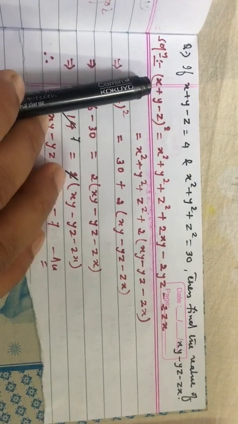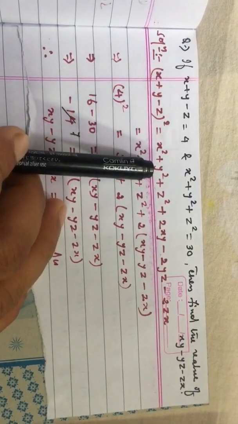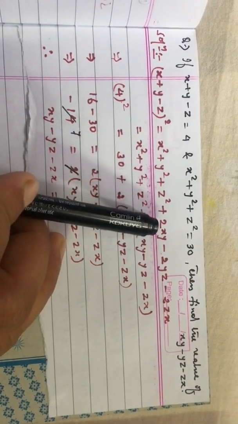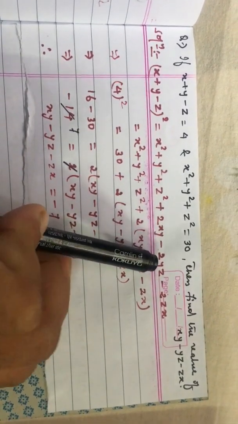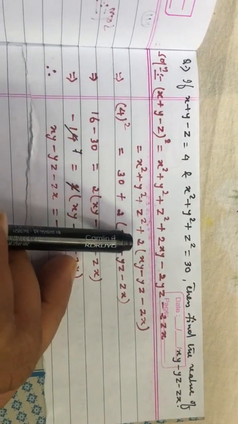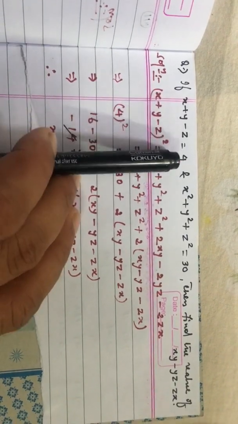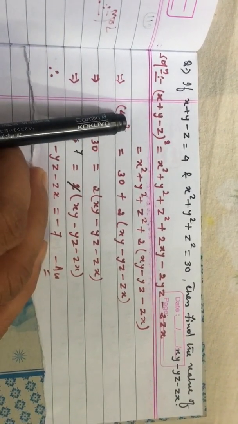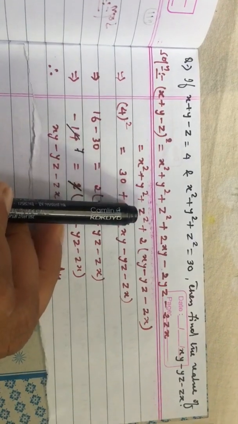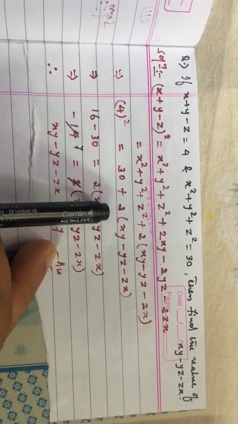Now written the formula, (x + y - z) whole square is x square plus y square plus z square plus 2xy minus 2yz minus 2zx. In the last three terms, 2 is taken as common, and now putting the values. The value of x plus y minus z is 4, putting here 4 and taking the square, and the value of x square plus y square plus z square is also given, 30, and the last three terms are written the same.